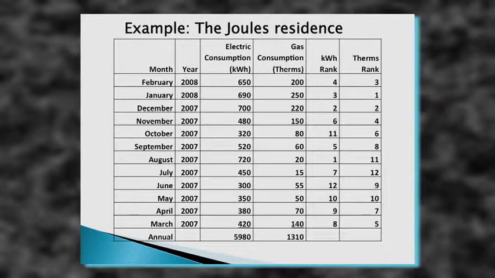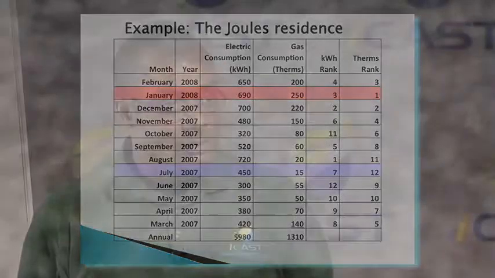Then we went through and we did the same thing and we ranked our gas. The highest usage was 250 therms in January. That makes sense, right? And then our lowest month was 15 in July. Middle of summer, beginning of summer, okay? Yeah, that makes sense. So everything is in order.